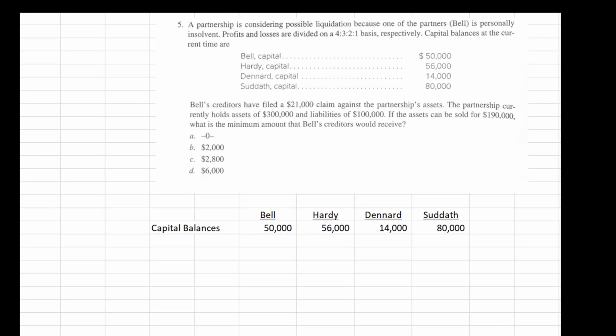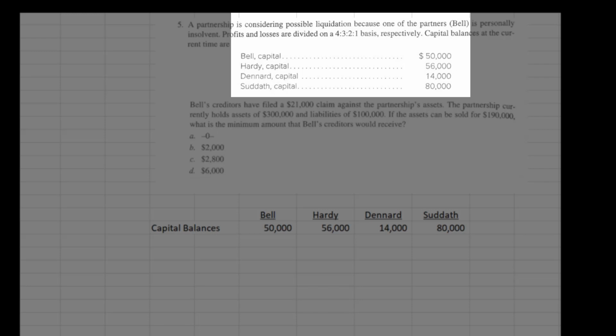A partnership is considering possible liquidation because one of the partners, named Bell, is personally insolvent. Profits and losses are divided on a 4-3-2-1 basis respectively. So respectively means in the order their names are presented. You can add that up. 4 plus 3 plus 2 plus 1 is 10. So Bell is 4/10, Hardy 3/10, Denard 2/10, Sudeth 1/10.